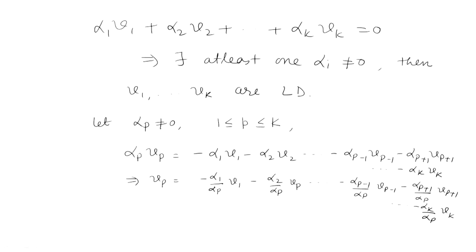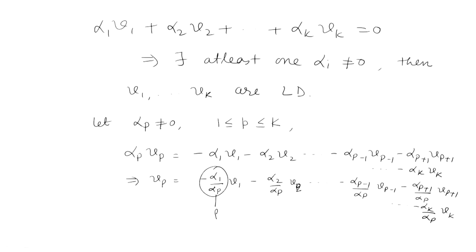So that means what? That means if vectors are linearly dependent, then there exists at least one vector which can be expressed as a linear combination of the remaining vectors. So, you can always take some beta 1, you can always take some beta 2, you can always take some beta p minus 1 and so on.